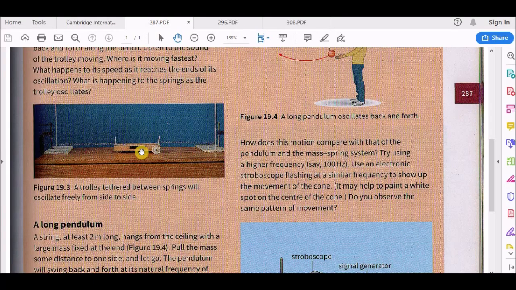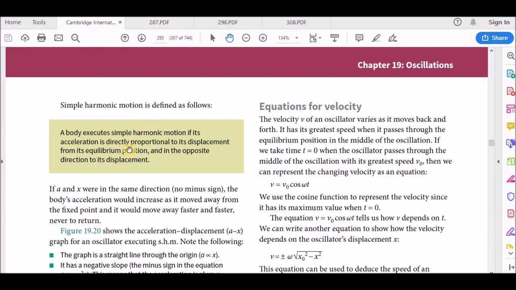I told you the more and more it moves to the right, the greater will be the resultant force, but it is to the left. Whenever it is on the left side, the resultant force is to the right. Whenever this trolley is on the right side of the equilibrium position, the resultant force is to the left. So that's what they mean by the last part of the sentence, and in the opposite direction to its displacement.